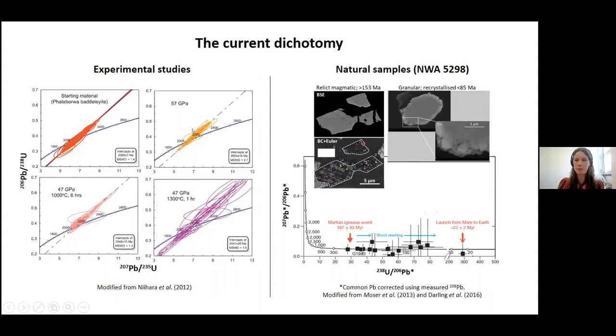induce some isotopic mobility. However, when we look at some natural samples of baddeleyite that have been shocked in terrestrial and Martian lithologies, we document partial to complete age resetting. And the example that I'm going to be talking about, comparing most to in this talk, is the highly shocked basaltic shergottite NWA 5298. This recorded up to 80% lead loss within baddeleyite ages.